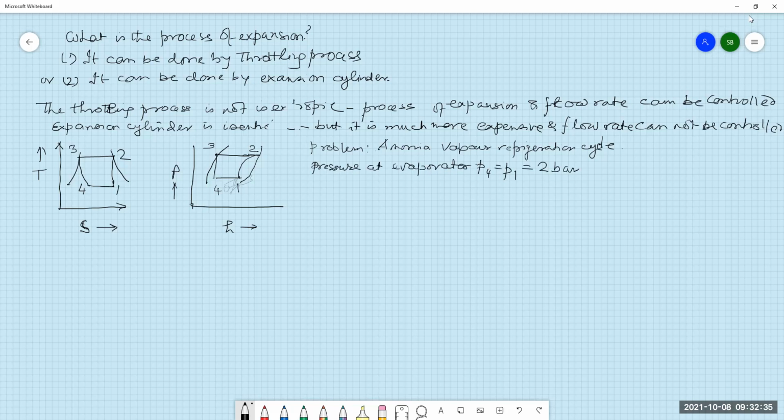During compression, the work done per kg of ammonia is 150 kilojoules. Compression is going on from 1 to 2, where work is done, which increases the enthalpy. So from 1 to 2, H2 minus H1 is 150 kilojoules, since this is the amount of work done by the compressor in this cycle. The rate of circulation of the ammonia is 4.5 kg per minute.